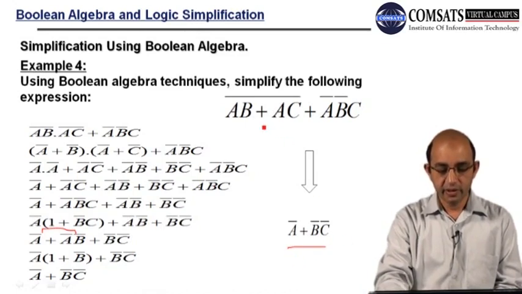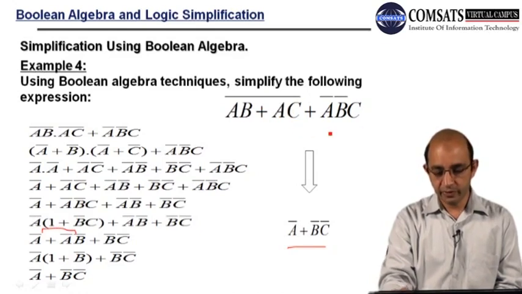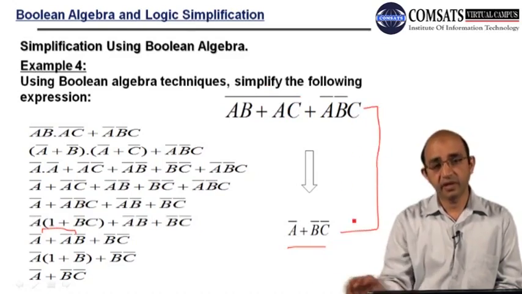So you can see the number of gates, the number of operators we have to use in order to implement this expression and this expression, and they have the same impact, right? They have the same functionality, right?